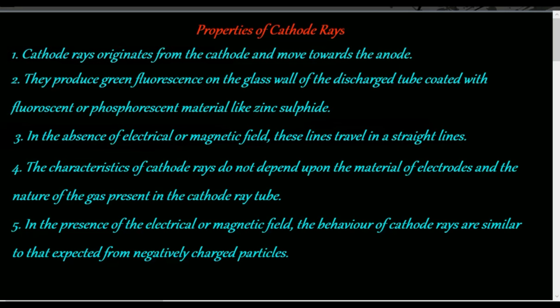So from all these properties and experimental observations, J.J. Thomson discovered that the cathode rays consist of negatively charged particles which are called as electrons.